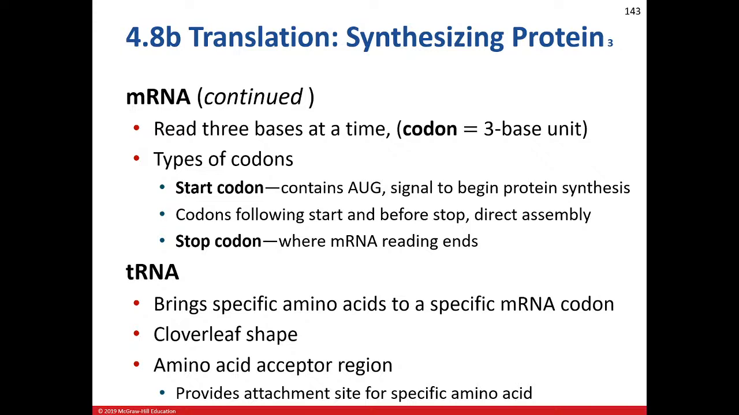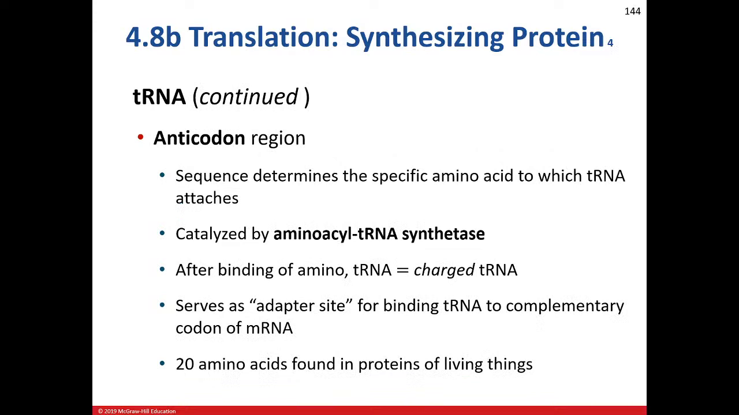tRNA is transfer RNA. It's basically an adapter made out of RNA. And it brings specific amino acids to a specific mRNA codon. It has a sort of cloverleaf shape, and it also has an amino acid acceptor region. It binds to amino acids, and it provides the attachment site for a specific amino acid.